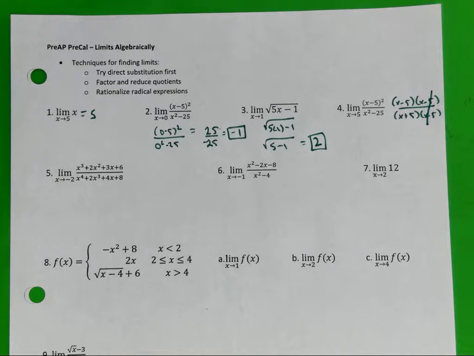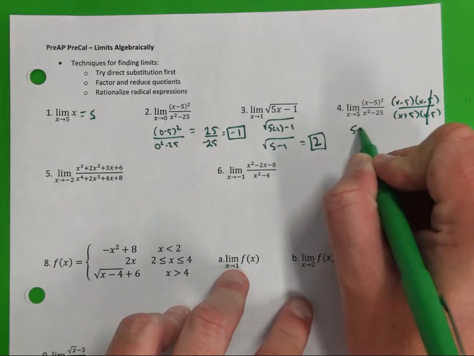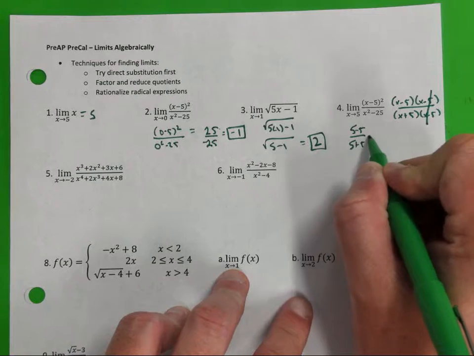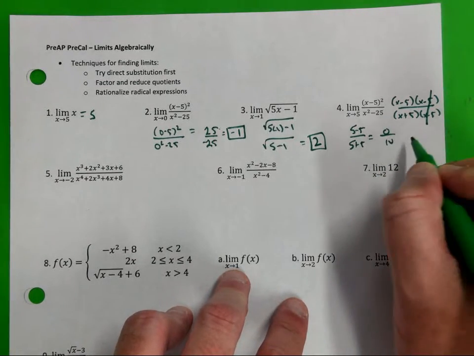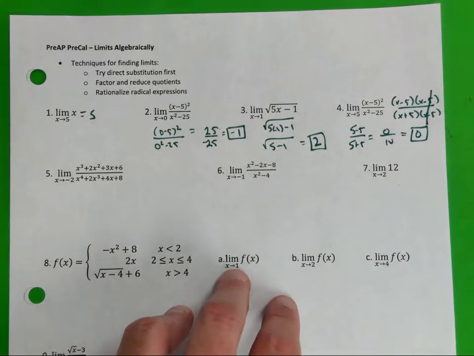I plug 5 in the denominator. What's 5 plus 5? 10. I didn't get 0 in the denominator, did I? That's all I'm concerned about, is 0 in the denominator. So you can directly substitute now. Now I got 5 minus 5 in the numerator, 5 plus 5 in the denominator, that gives me 0 over 10. Is it okay to have 0 in the numerator? So what's your answer? 0. Okay?